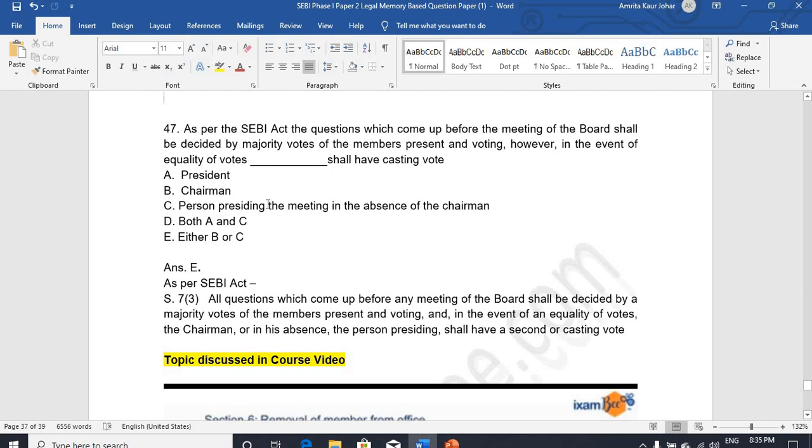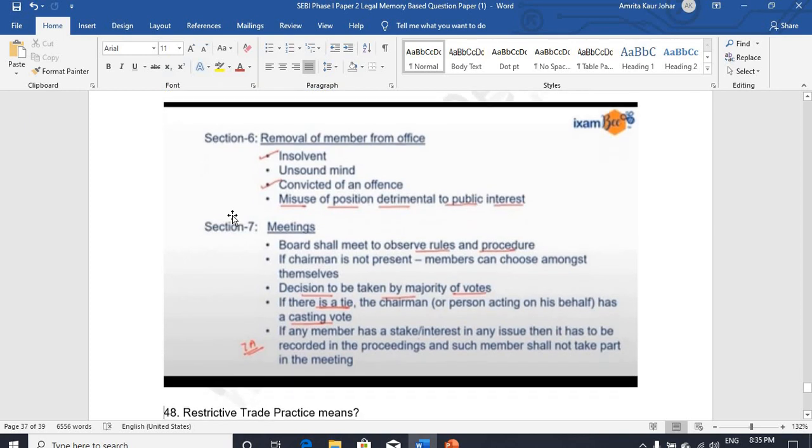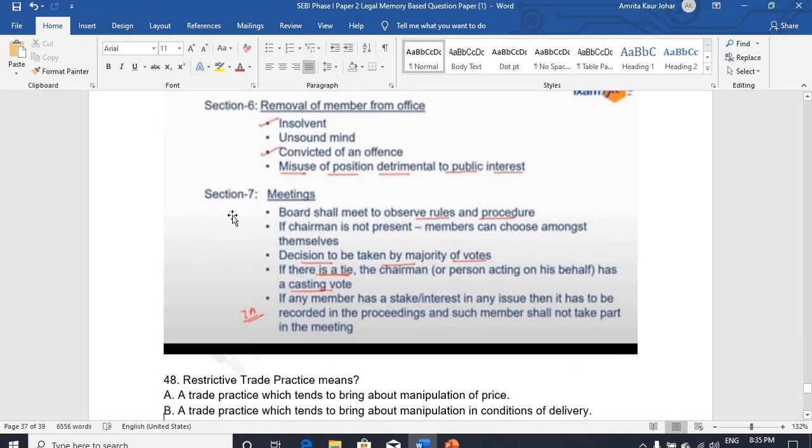The President will have it, or the chairman will have it, or a person who is presiding over the meeting in the absence of the chairman will have this casting vote. This is covered in Section 7 of the SEBI Act. This topic was also covered in our course videos.